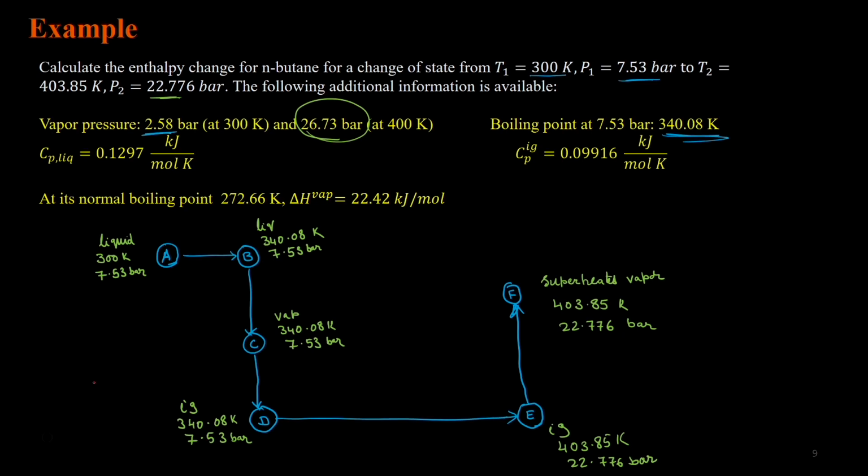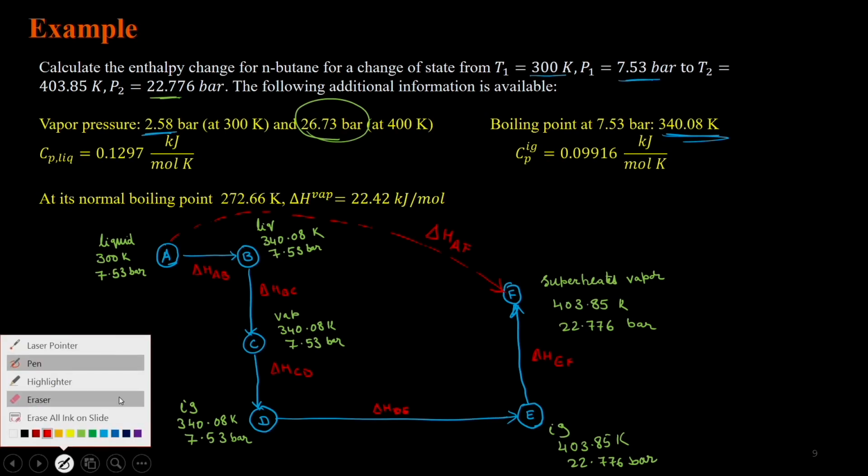Let's draw that. The actual process is going to be along this red dotted line, and I'm interested in delta H, let's call that delta H AF, for that particular process. I cannot calculate it directly, so what I'll do is calculate delta H AB, delta H BC, delta H CD, delta H DE, and finally delta H EF.